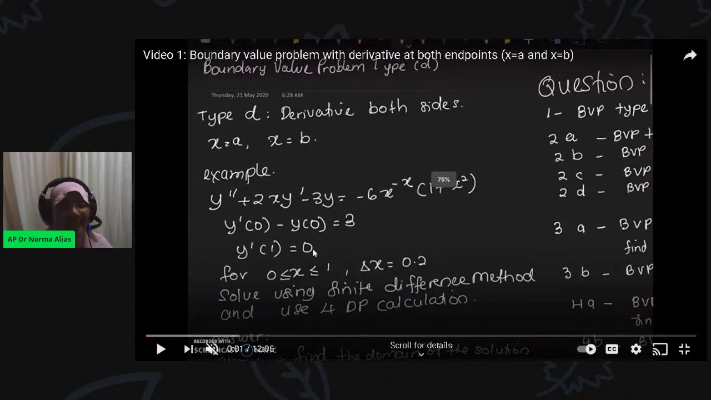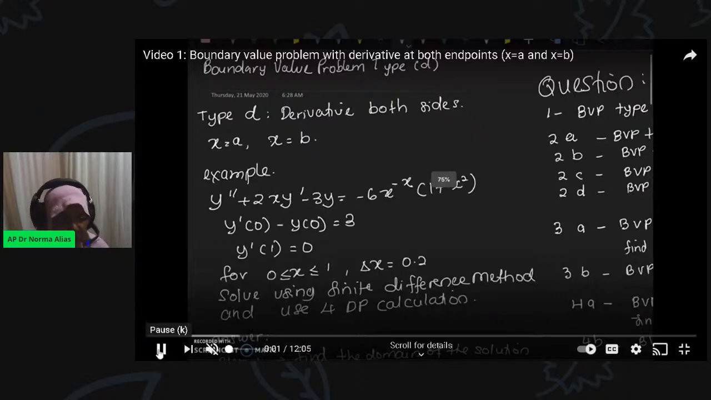So what is n? n is b minus a divided by h. Your b is 1, a is 0, divided by h. h is 0.2. So 1 minus 0 divided by 0.2 is 5. You have 5 intervals, but you have 6 points. But you don't know what is y naught, what is the temperature behavior when x equal to 0, i equal to 1, i equal to 2, i equal to 3, i equal to 4, i equal to 5. You don't know. So you have 6 points to find now using the finite difference method.